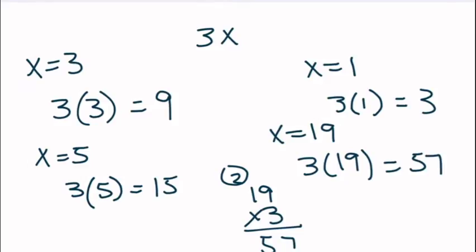Now let's try combining more than one operation. So 2x plus 1. As you can see here, we have both multiplication and addition, but that doesn't change anything. Let's start with x equals 3 again. So we first plug in the 3 for the x. So it would be 2 times 3 plus 1.